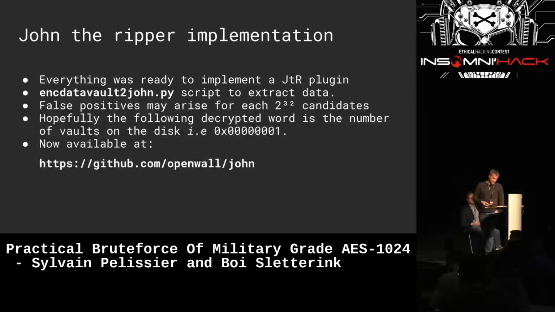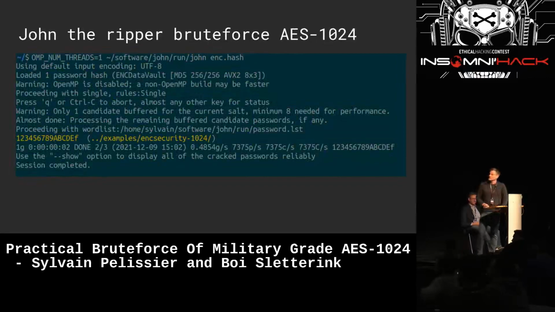And so now it is integrated in the main repository of John the Ripper. So now everybody is able to brute force AES 1024. You can just use it. Let's see how it runs. It's quite easy. You input the hash, the file with the data extracted from the vault. It will run, and if your password is in your password list, or if it's brute forced, it will be recovered. For this one, it took only 2 seconds to be brute forced, because it was in the password list.